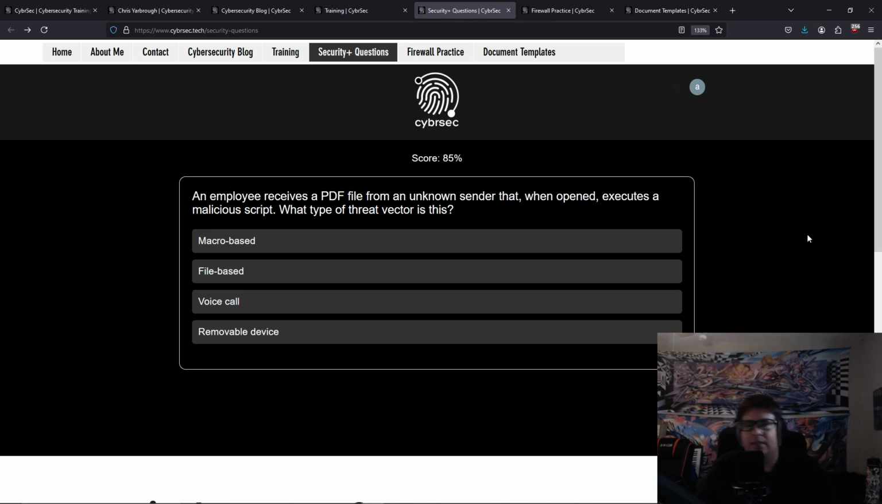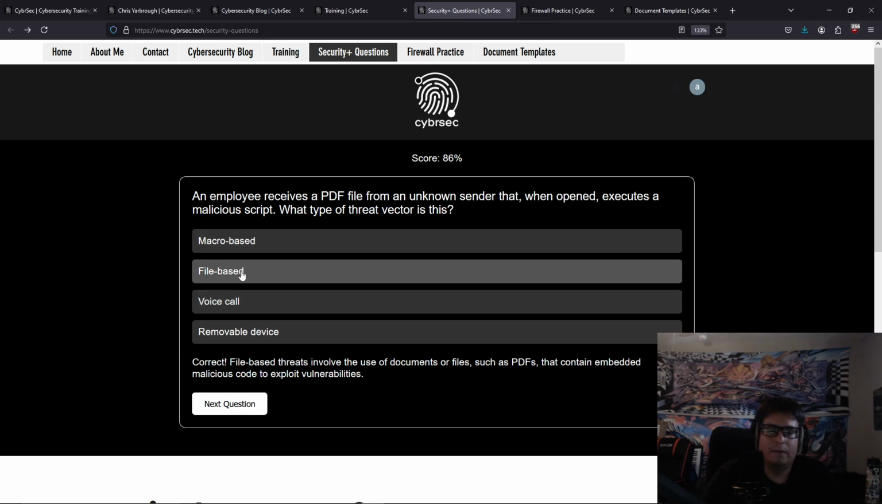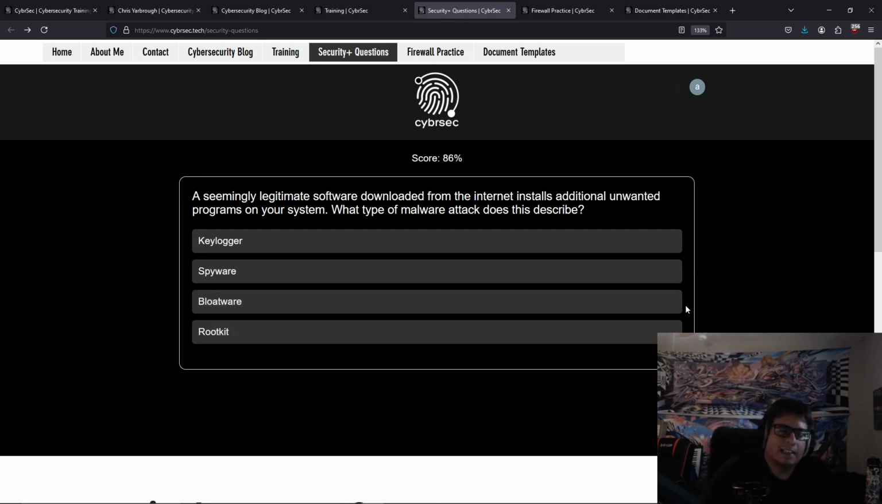An employee receives a PDF file from an unknown sender that, when opened, executes a malicious script. What type of threat vector is this? That's file-based, because file. Correct. File-based threats involve the use of documents or files such as PDFs that contain embedded malicious code to exploit vulnerabilities. Next. A seemingly legitimate software downloaded from the internet installs additional unwanted programs on your system. What type of malware attack does this?